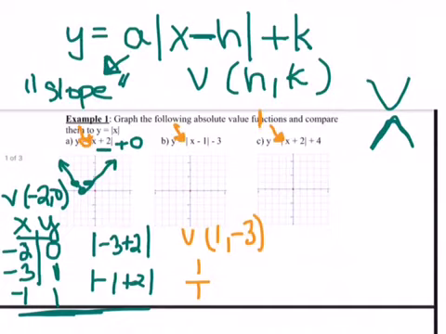Since I know that my slope is 1, and I have a V, I'm going to go up 1 both to the left and to the right to signify both sides of the V. So I go up 1 and both to the left and to the right to get my whole V. Okay, so the question's going to pop up.